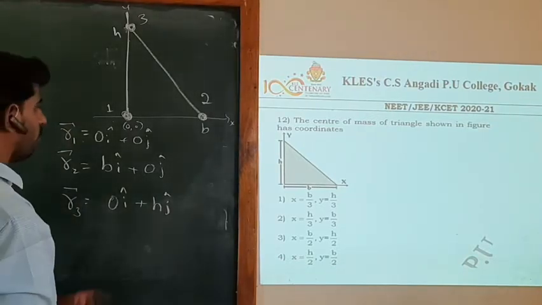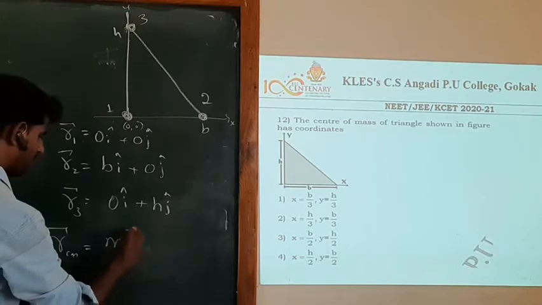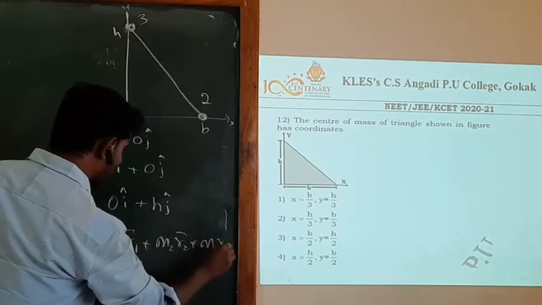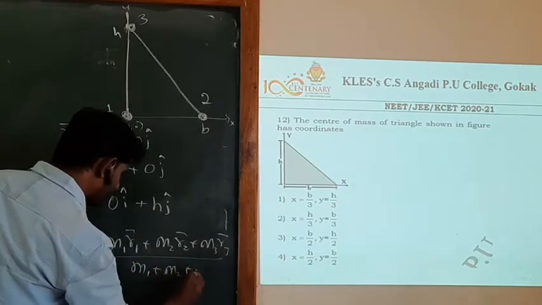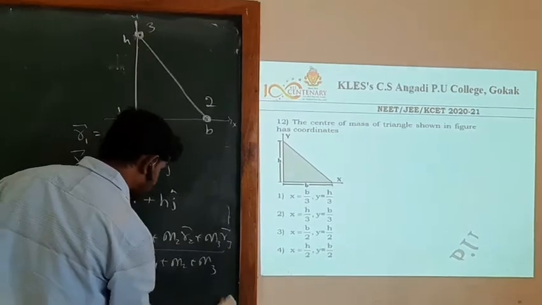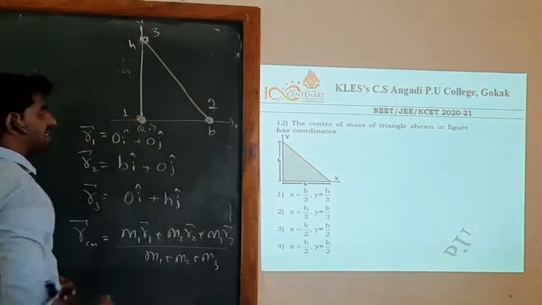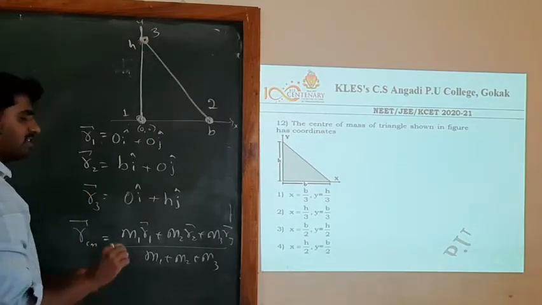So what we want here is the coordinates of center of mass. So I write r of cm is equal to, we know the formula, m1 r1 plus m2 r2 plus m3 r3 in vector notation, divided by m1 plus m2 plus m3. Substitute these values, and as I already told you, assuming the particles are of equal masses, I write m1 equal to m2 equal to m3 equal to simply m.